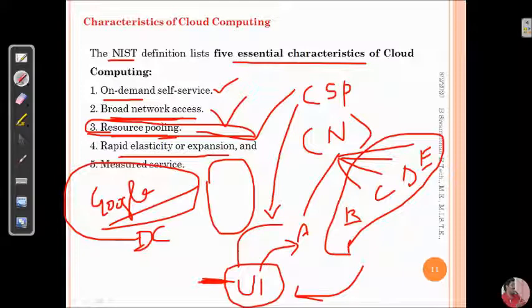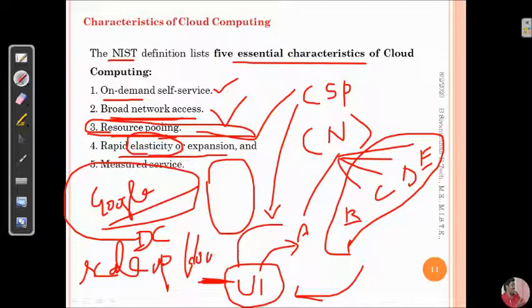Next one, rapid elasticity or expansion. Based on the user need, based on the user requirement, the elasticity can be done. As in the previous slide, what we have seen, elasticity means scale up or scale down. Based on the user requirements, we can scale up the services, as well as scale down the resources. That is one of the important characteristics of cloud computing.